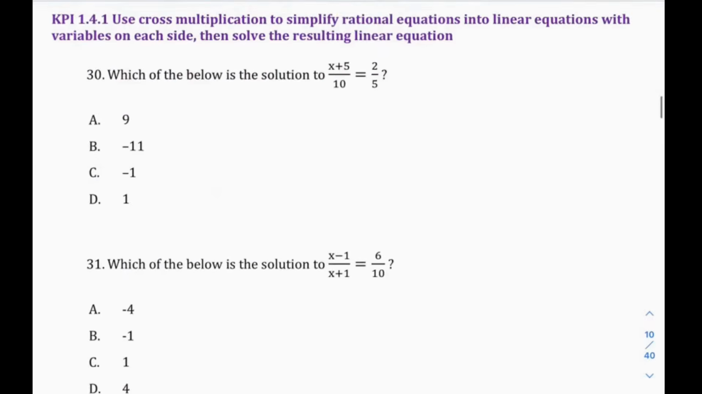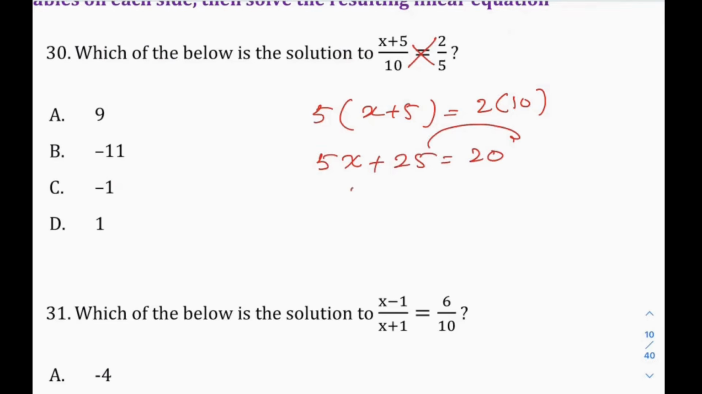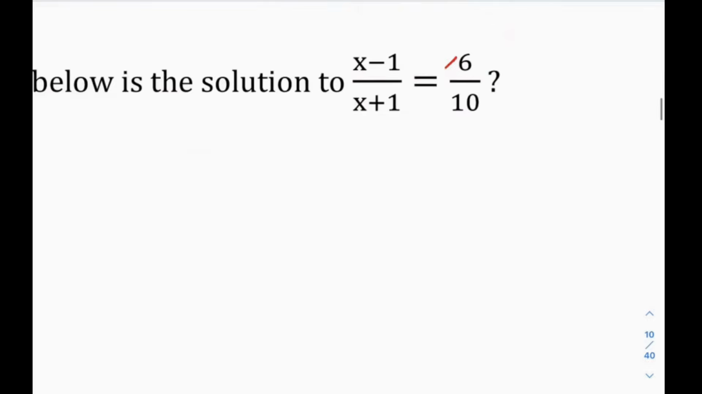Proportions again. You know the procedure now. You can check with me. Don't forget that you are going to distribute. Dividing both sides by 5. So see, here we have 2 expressions, but no worries.